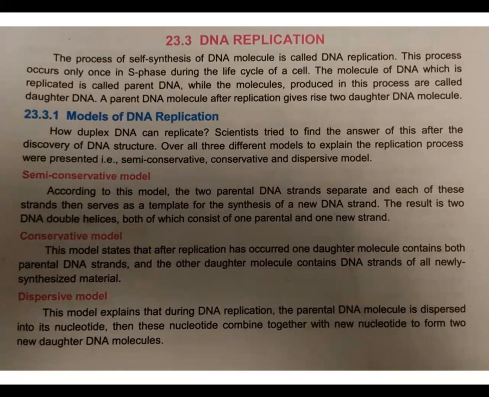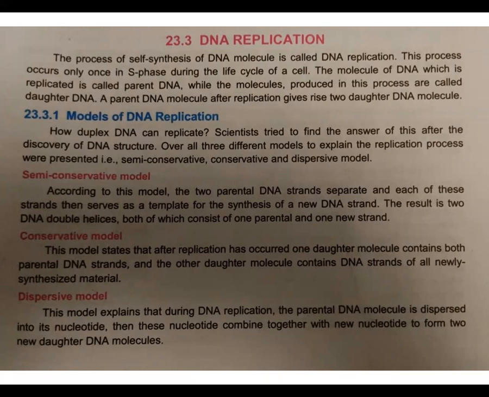The DNA quantity gets doubled, or a new molecule gets synthesized, during the S phase of interphase during the life cycle of a cell. The molecule of DNA which is replicated is called the parent DNA, while the molecules which are produced during this process are called the daughter DNA. A parent DNA molecule after replication gives rise to two daughter DNA molecules.